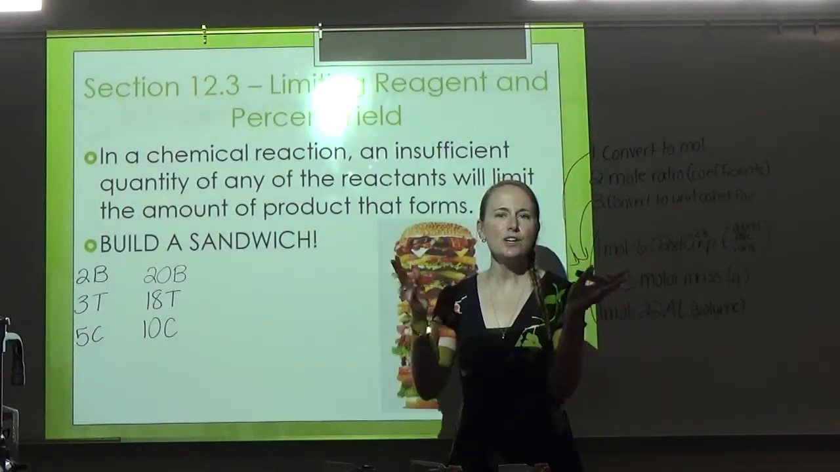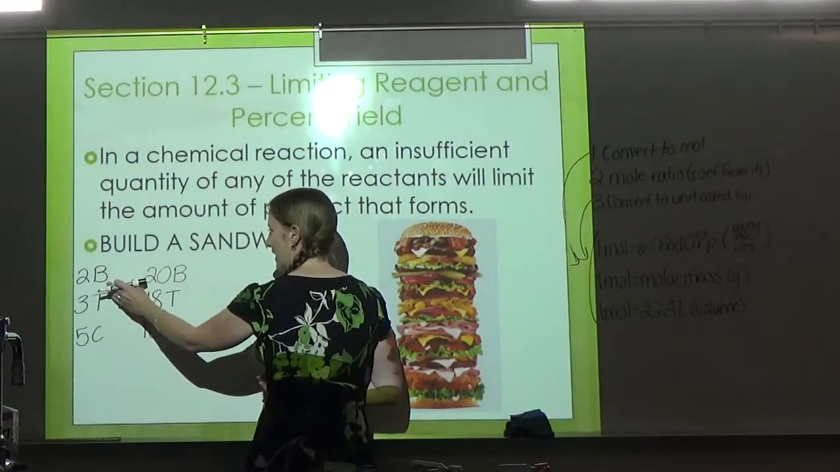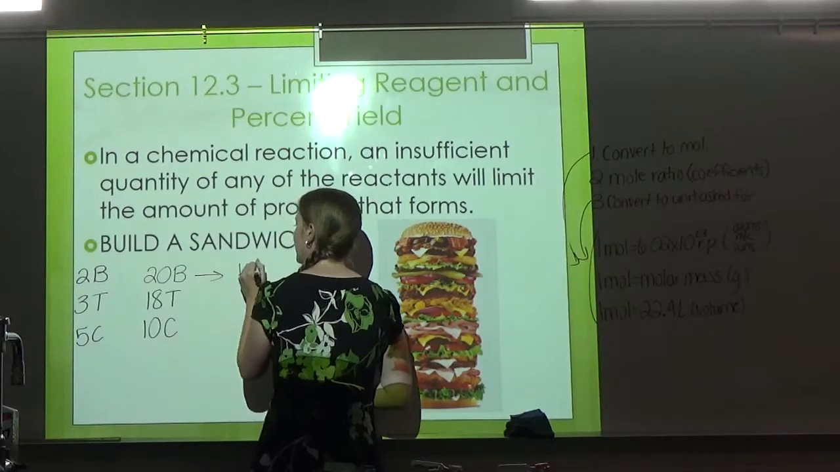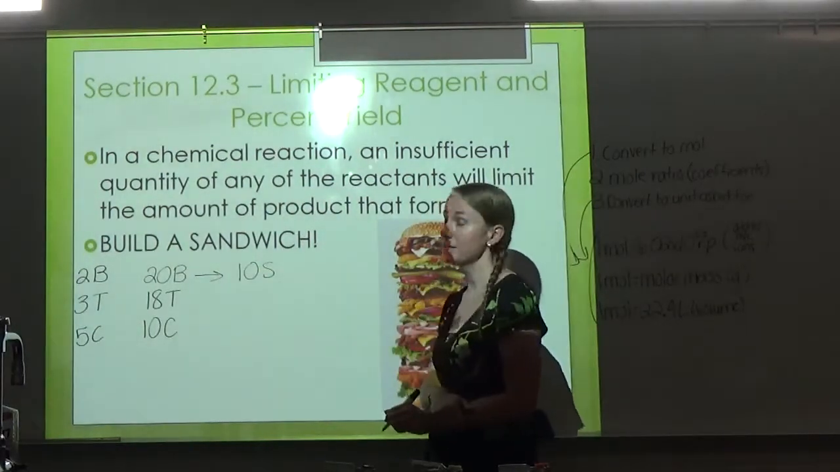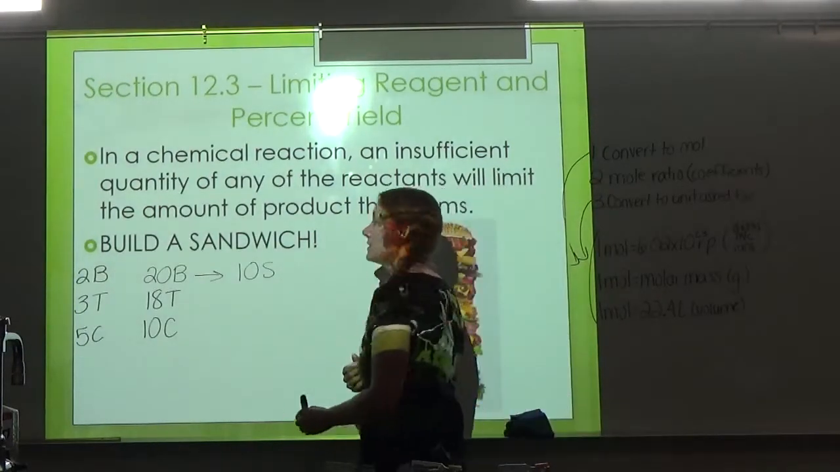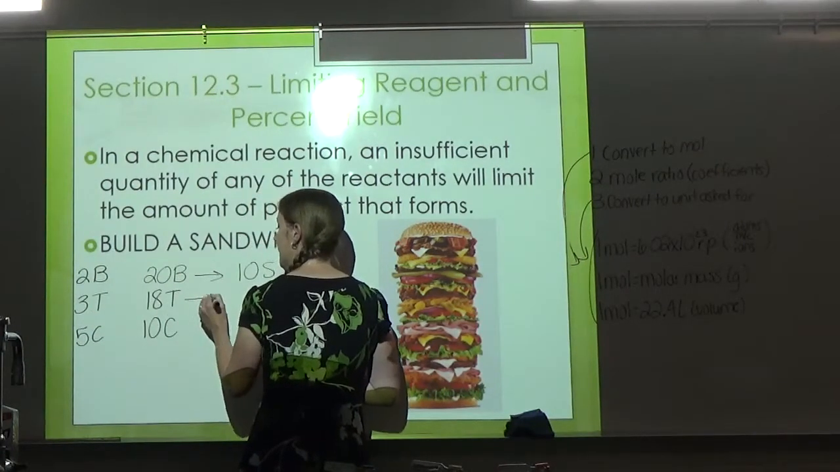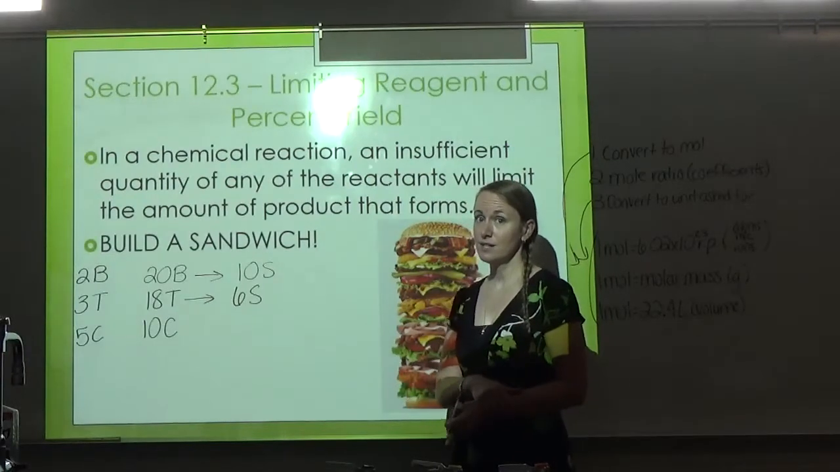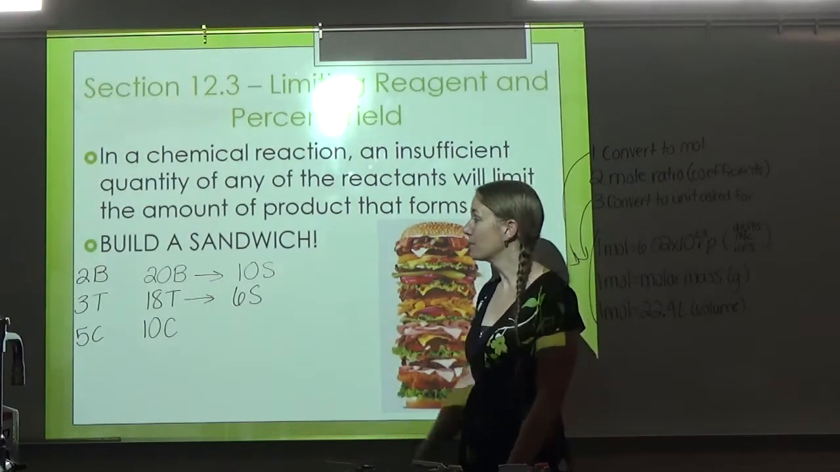And then you start assembling the sandwiches. If it just depended on bread, since you need 2 pieces of bread per sandwich, you could make 10 sandwiches. It's a lot of sandwiches. But we're also going to use turkey. Since we need 3 slices of turkey per sandwich and we only have 18, I'm going to run out of turkey after I make 6 sandwiches. So I'm going to have some leftover bread, but not any turkey to put on there.